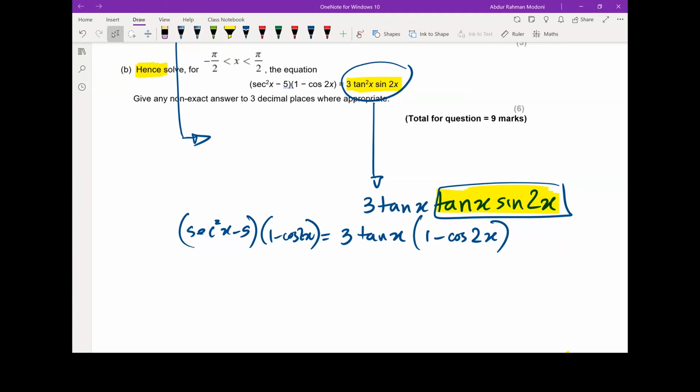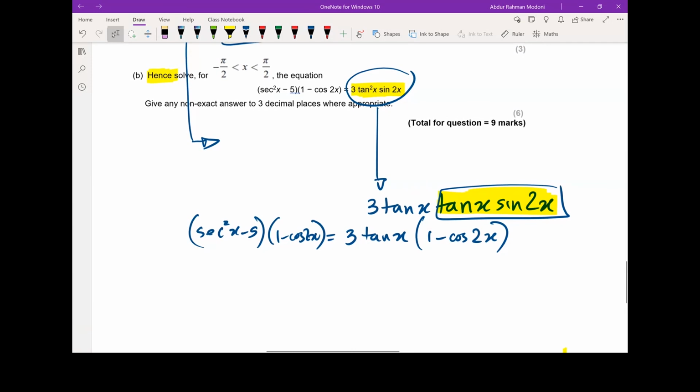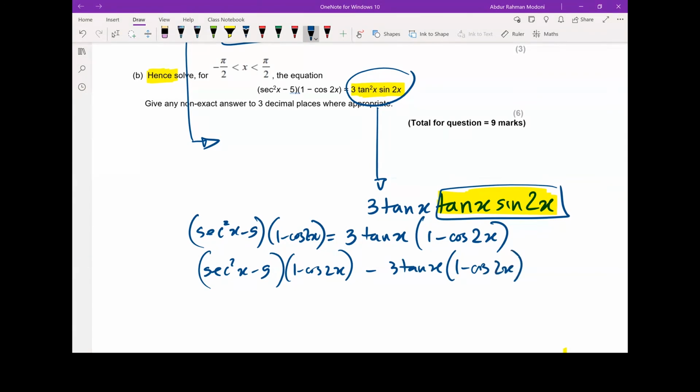Now, from this stage here, we can see that, first of all, we can tidy things up a bit. We can see 1 minus cos 2x appearing on both sides there. So one of the things that we would do at this stage is get everything equated to 0. So I'll have sec squared x minus 5, 1 minus cos 2x, minus 3 tan x, 1 minus cos 2x equals 0.